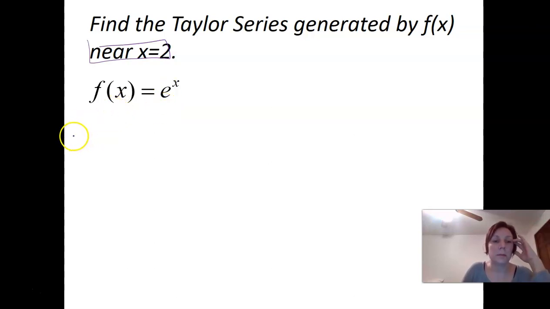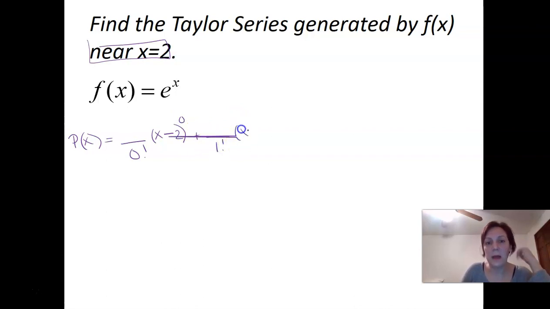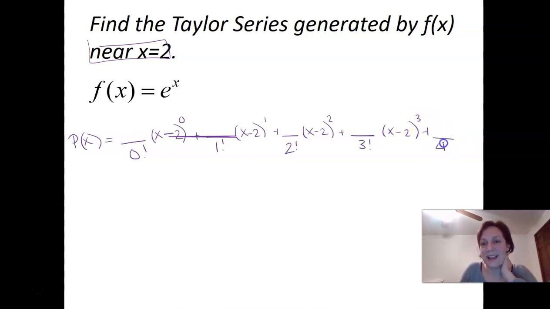Okay, so my shell for this polynomial is going to look like something over 0 factorial x minus 2 to the 0, plus something over 1 factorial x minus 2 to the 1, plus something over 2 factorial x minus 2 to the 2, plus something over 3 factorial x minus 2 to the 3. I'm going to do one more just because I can fit it. Now notice they said find the series.